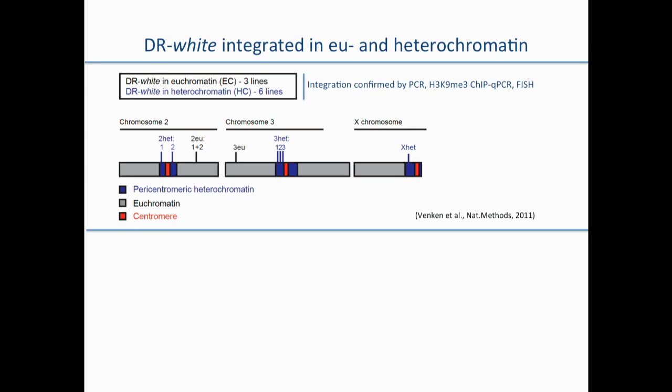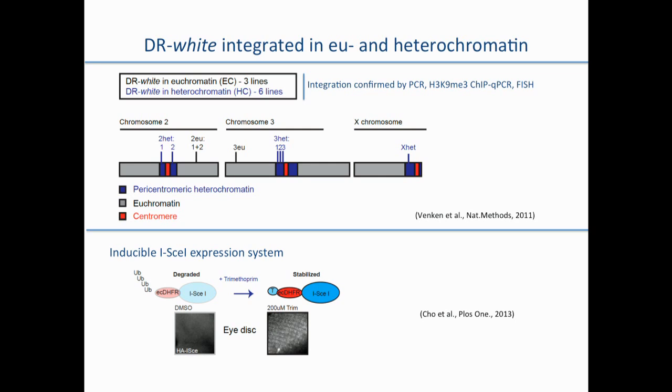So for euchromatin, we have 2 insertions in chromosome 2 and 1 in chromosome 3. And for the heterochromatic sites, we have 2 in chromosome 2, 3 in chromosome 3, and 1 in the X chromosome. So on top of these different insertion sites, we also wanted to have an inducible IC expression.